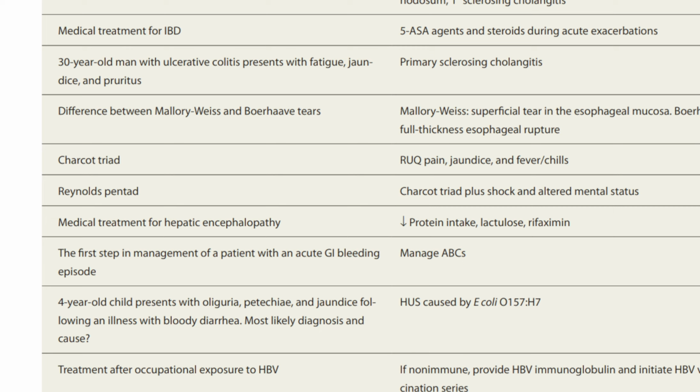Charcot triad is right upper quadrant pain, jaundice, and fever and chills. Then there is Reynolds pentad, which is Charcot triad plus shock and altered mental status. So you have fever, jaundice, right upper quadrant pain, that's the Charcot triad. Then you add altered mental status and shock, and this is Reynolds pentad.